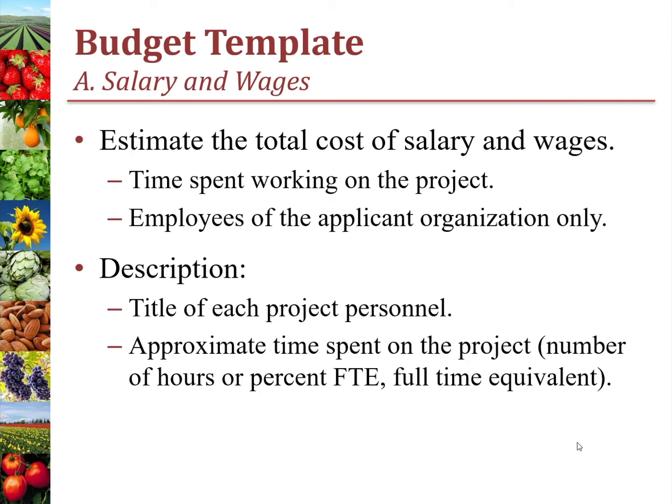The first category is category A, salary and wages. This is where you'll list the total estimated cost of salary and wages for time spent working on the project by employees of the applicant organization. In the description column, please list the titles of each employee and the amount of time they'll be working on the project. For hourly employees, that would be the number of hours, but for salaried employees, that would be the percent of full-time equivalent. Please note that we do not need to see a year-by-year breakdown, only the total amount requested for each.